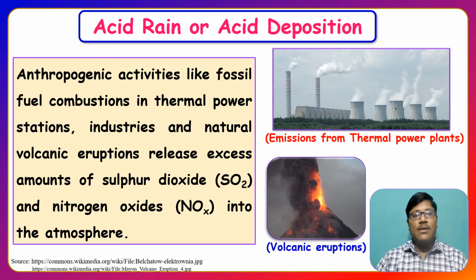What is an acid rain? Anthropogenic activities like fossil fuel combustion in thermal power stations, in different industries, and natural volcanic eruptions release a huge amount of sulfur dioxide SO2 and nitrogen oxides NOx into Earth's atmosphere.